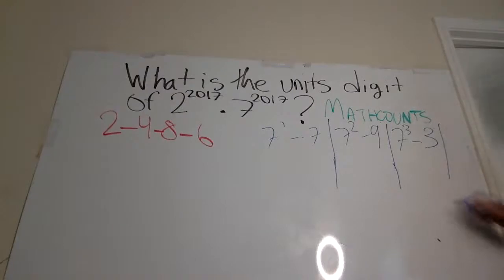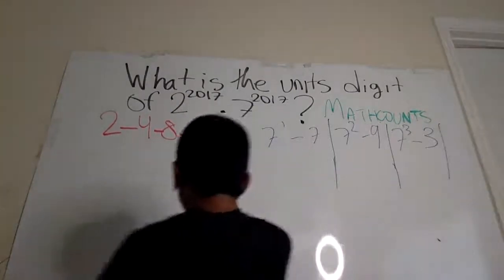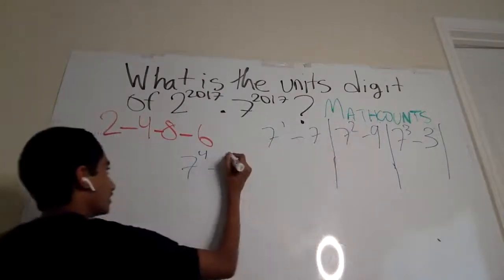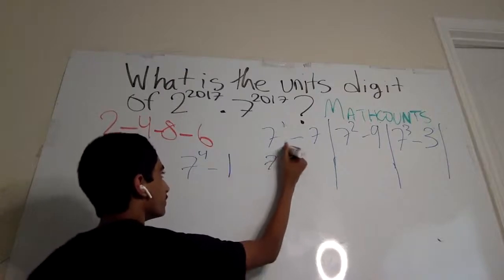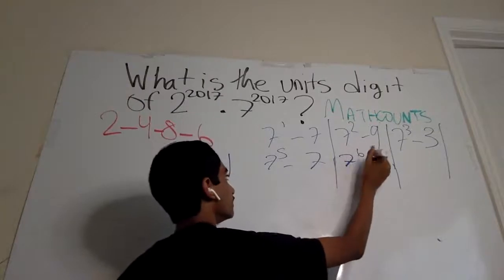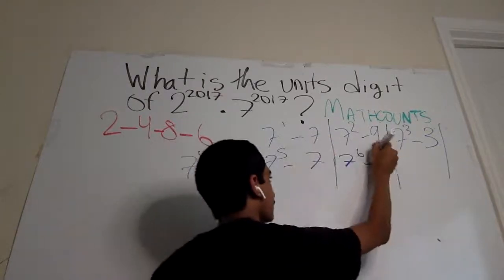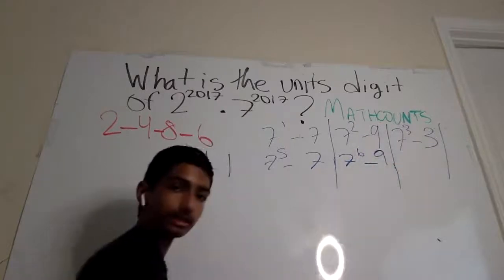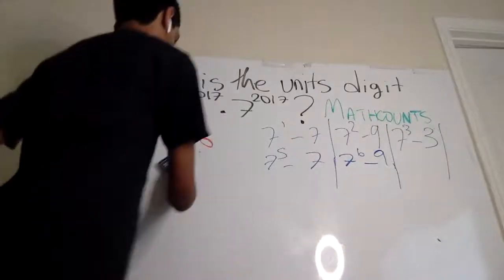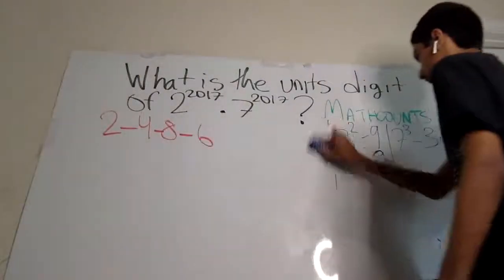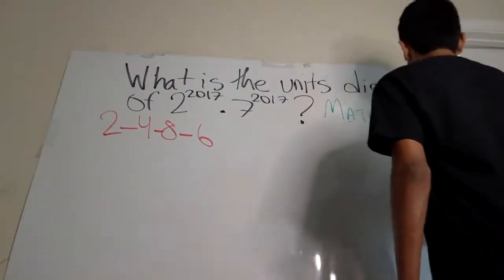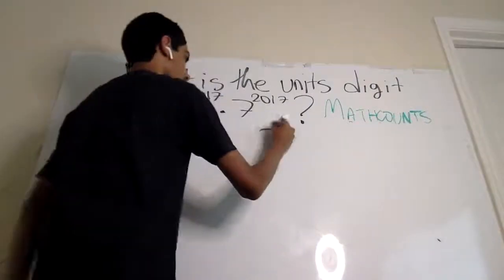Then 7 to the fourth will just be 3 times 7, so we have a unit digit of 1. 7 to the fifth, 7 times 1 is just 7. 7 to the sixth, 7 times 7 is just 9 at the end. And you can see a pattern goes on here as well. So let's write down that pattern. The pattern in this one is just 7931.